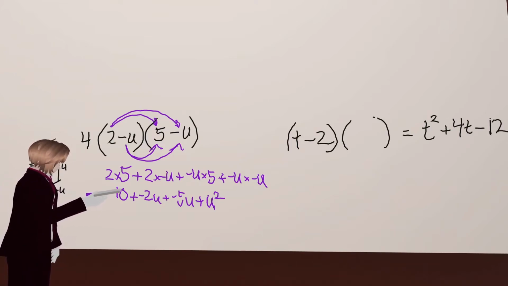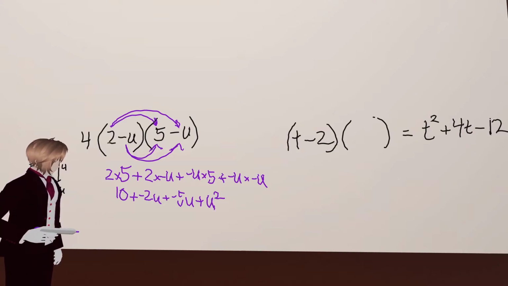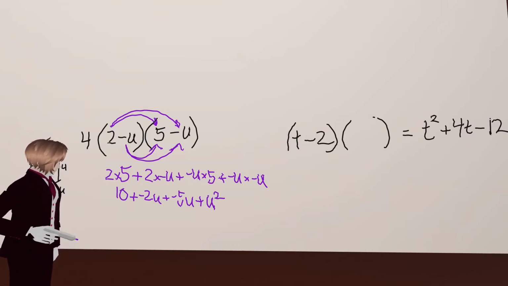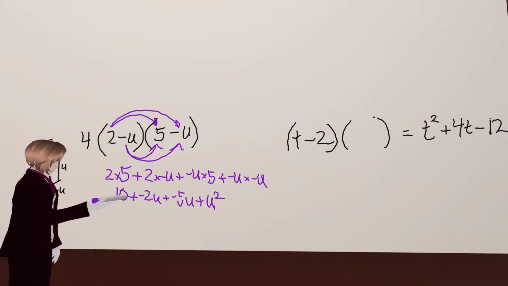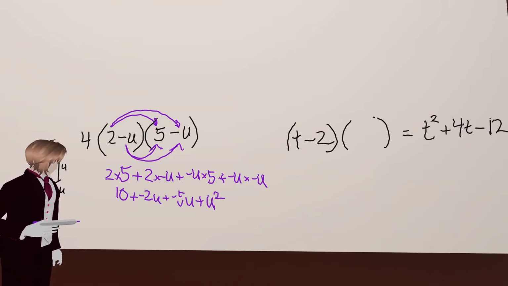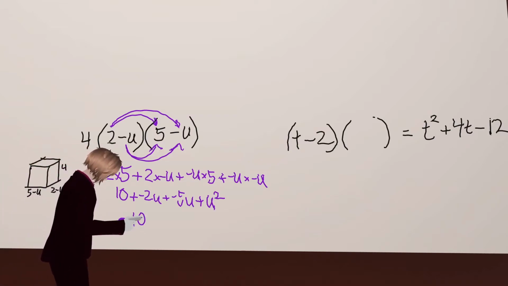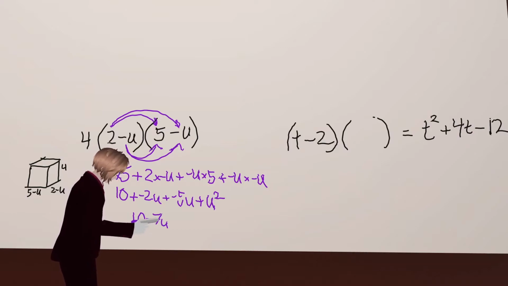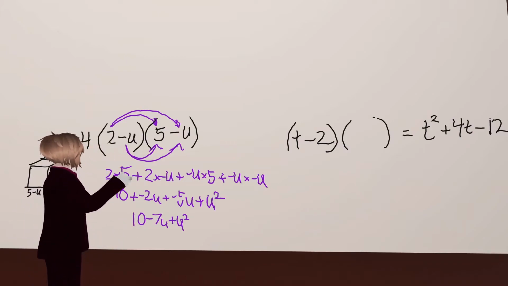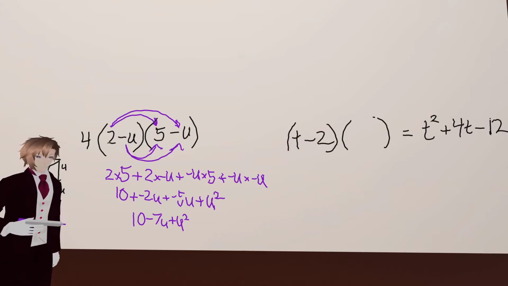Now we have 10 minus 2u minus 5u plus u squared. Now we have some like terms we can simplify. Minus 2u plus minus 5u, well, that's the same as negative 2u take away 5u, which is negative 7u. So 10 minus 7u plus u squared. Now that is our brackets, but remember, we have this 4 out the front.